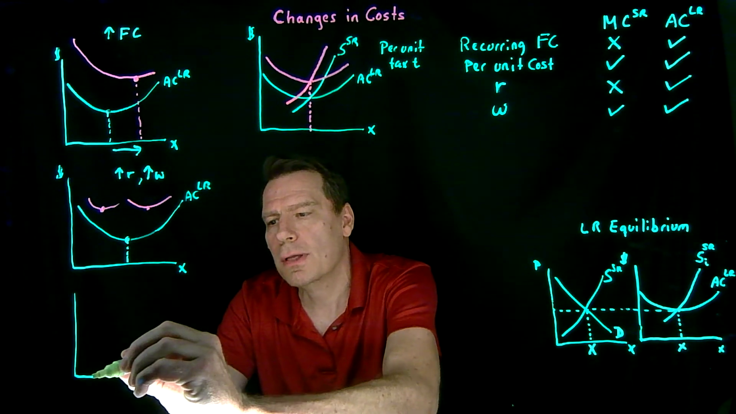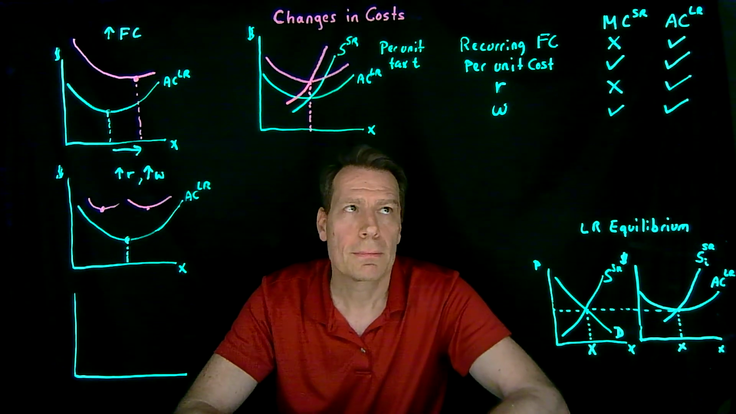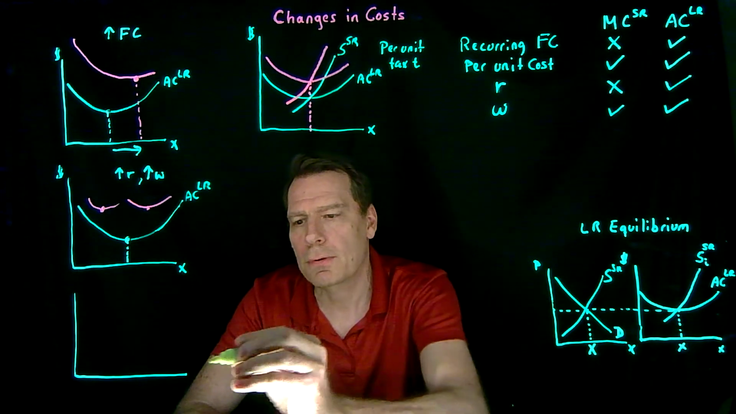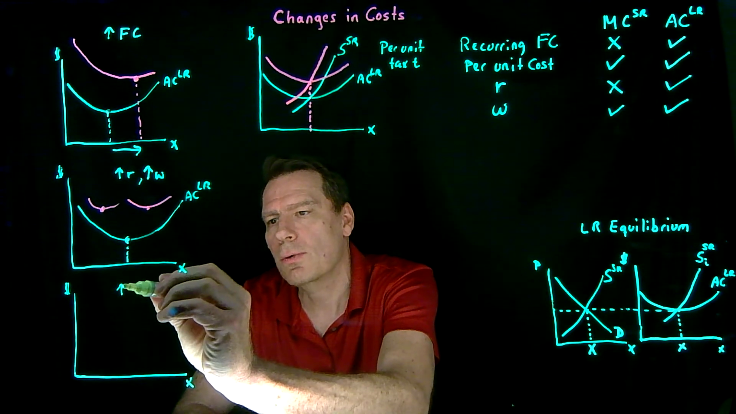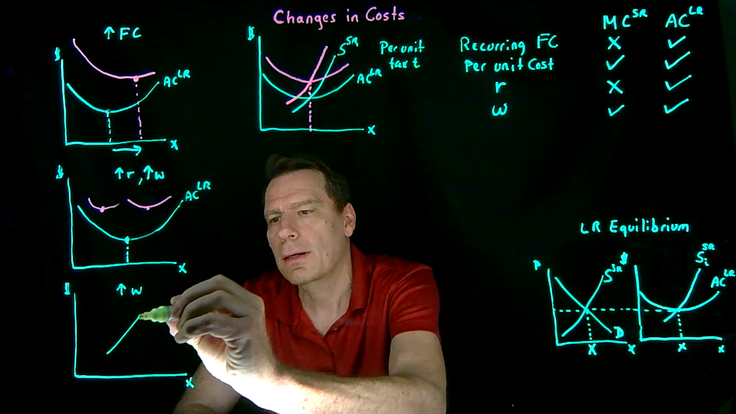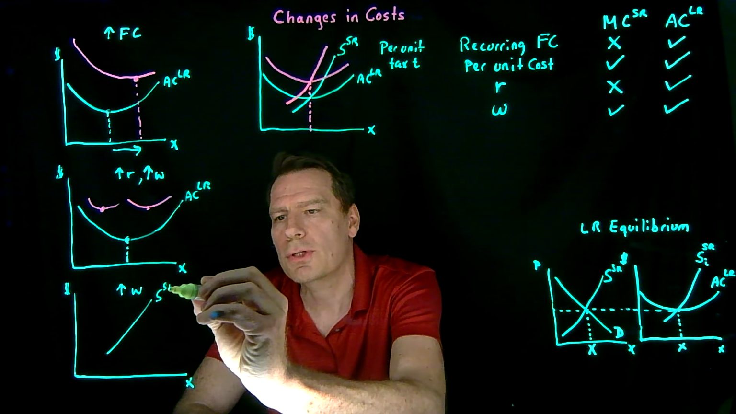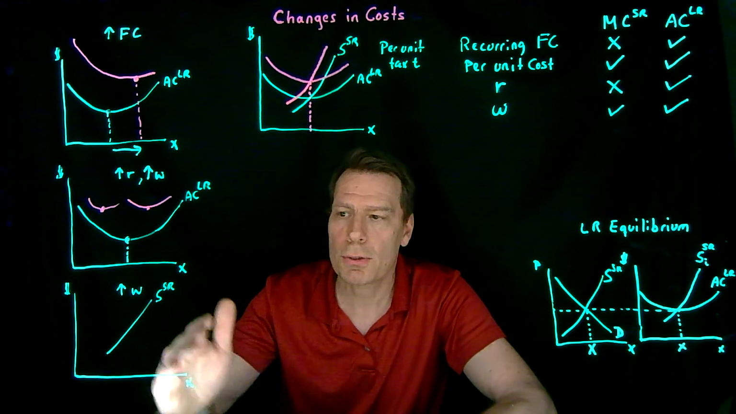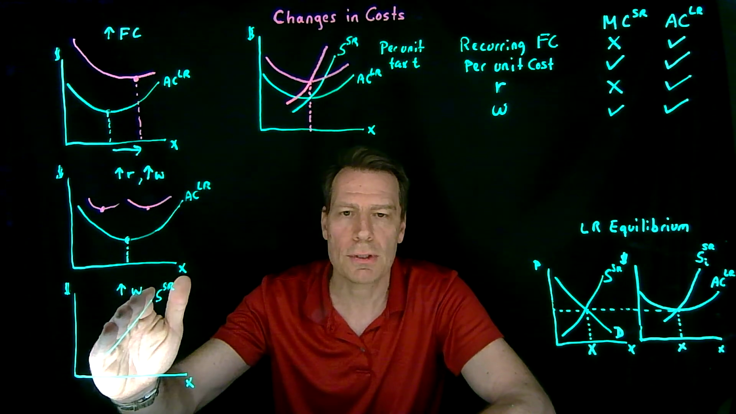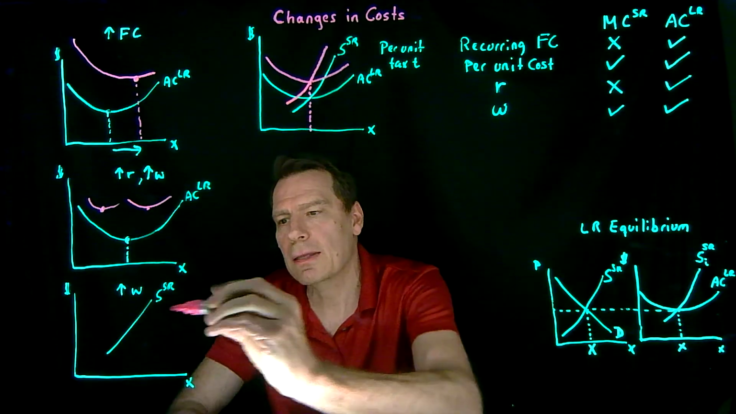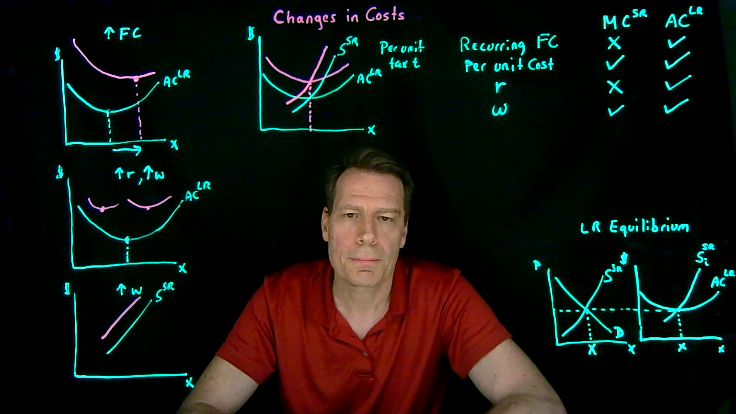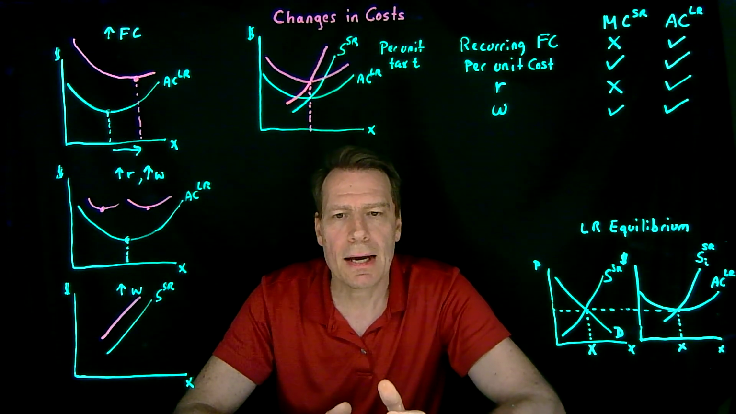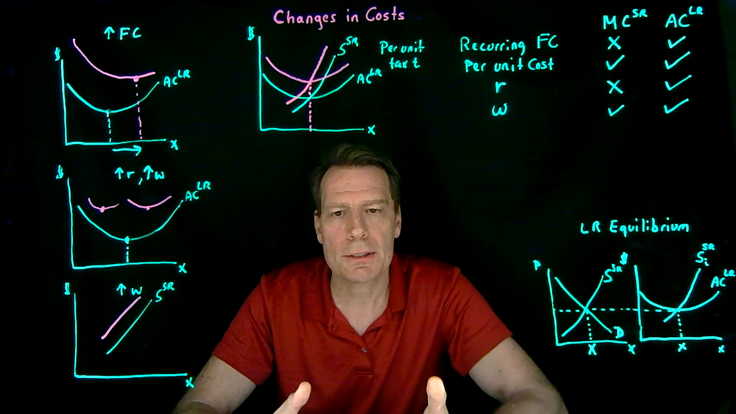But for the short-run supply curve, which comes from the short-run marginal cost curve, we'll also know that when we increase the wage, that short-run supply curve is going to shift up. The short-run marginal cost for every unit we produce is now going to shift up because labor has become more expensive, so that we'll get an upward shift in the short-run marginal cost curve. So these are the basic kinds of changes in costs the firm might experience.